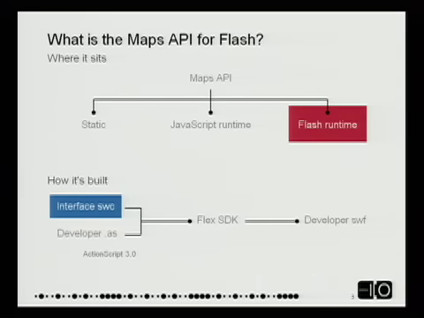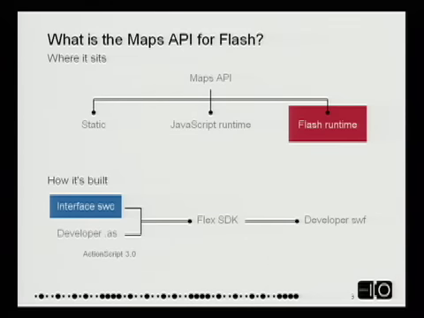In terms of how it's built, there are really two things that a developer needs to obtain. One of them is what's marked in blue here, the interface SWC. That's our developer-facing component of the API. And the other's the Flex SDK, which is downloaded from Adobe. Adobe's recently provided an open source version of that, I believe under the Mozilla Public License. So it is possible to do an open source implementation of this.